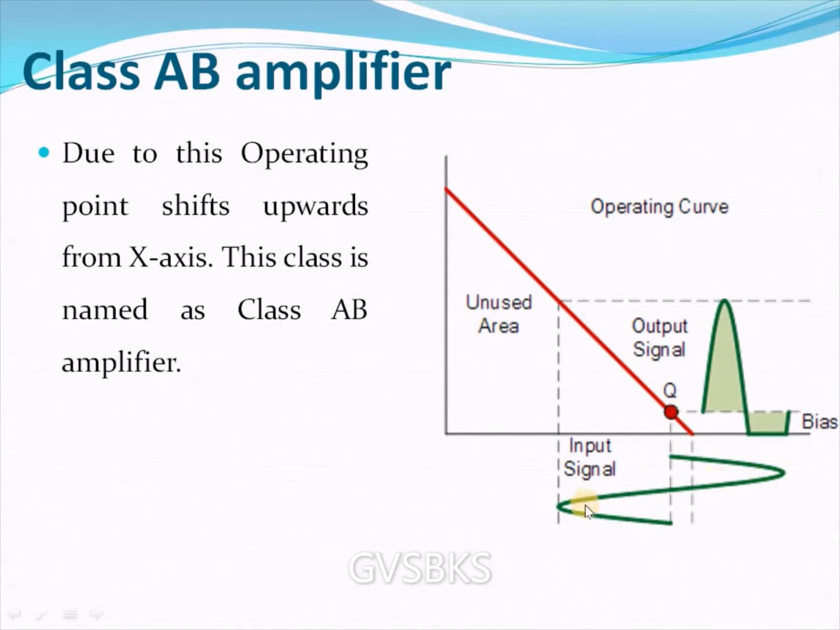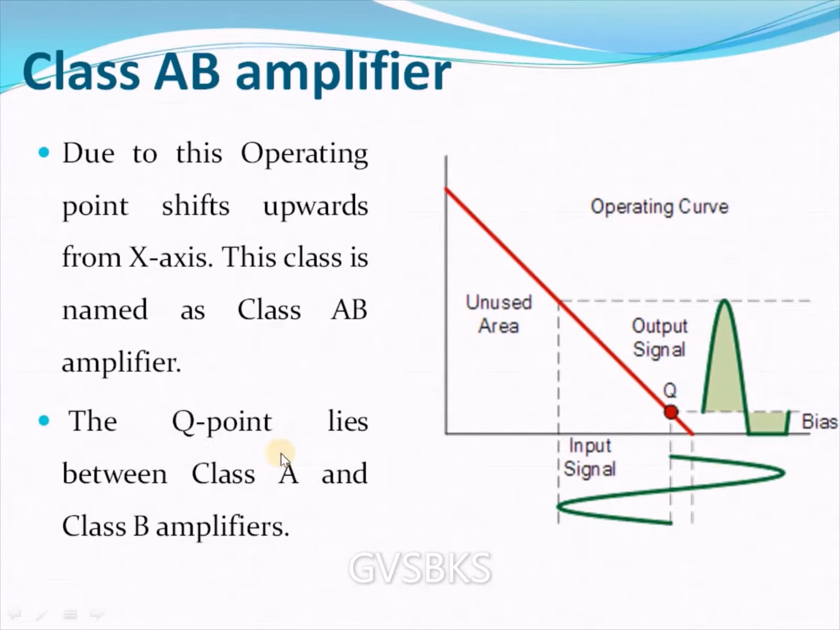This signal is the input signal and this one is our output signal. As we selected the Q point here, the entire cycle will be reproduced at the output side, and as we selected the Q point here, only the remaining portion of the signal is reproduced at the output side, and the remaining, less than half cycle signal, will be wasted. We can say the Q point lies between class A and class B amplifiers.